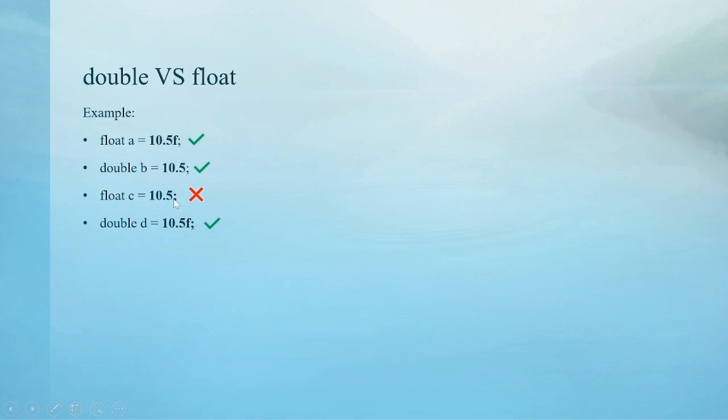Third, float c is equal to 10.5. 10.5 is a double by default. We are trying to put a double value into a float type, so that can lose precision. Java does not allow it automatically and gives an error. The fourth one is double d is equal to 10.5f. The value is a float because I have added the suffix f. A float can be automatically converted to double because double provides greater precision, so it is valid.